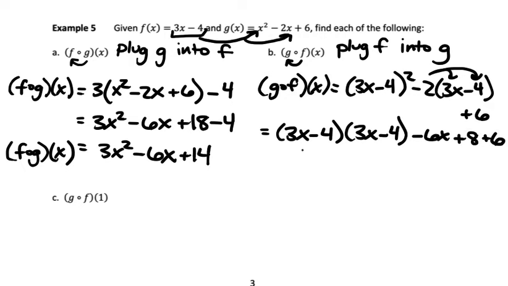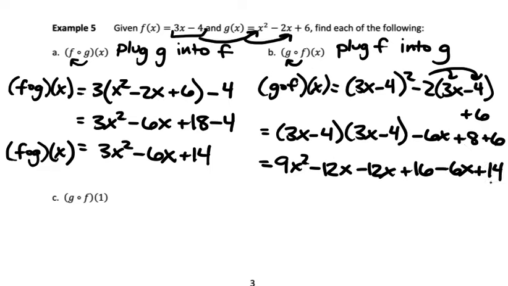Now what I need to do with these two sets of parentheses is use FOIL. So that's going to be 9x squared, minus 12x, minus 12x, and then plus 16. This is a good review of using FOIL, combining like terms, all that good stuff. And then we have minus 6x. I'm going to add this plus 8 and plus 6 together to get plus 14.